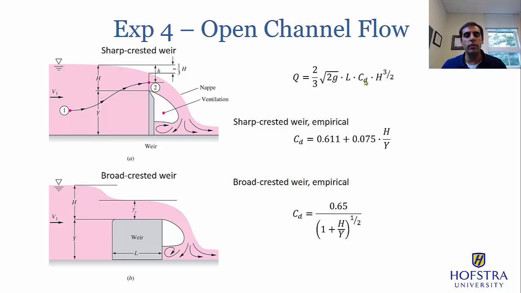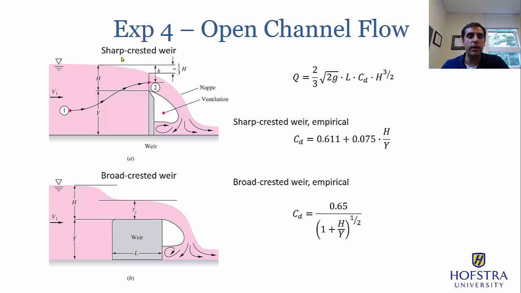So what we're going to be doing in the lab is using the apparatus to know what the flow rate is. We're going to measure the height H, and with that information we're then going to be able to rearrange this equation and solve for the discharge coefficient in our experiment, and compare that to empirical formulas like we see below here. Depending on the shape of the weir or its geometry, you're going to get different values of the discharge coefficient.